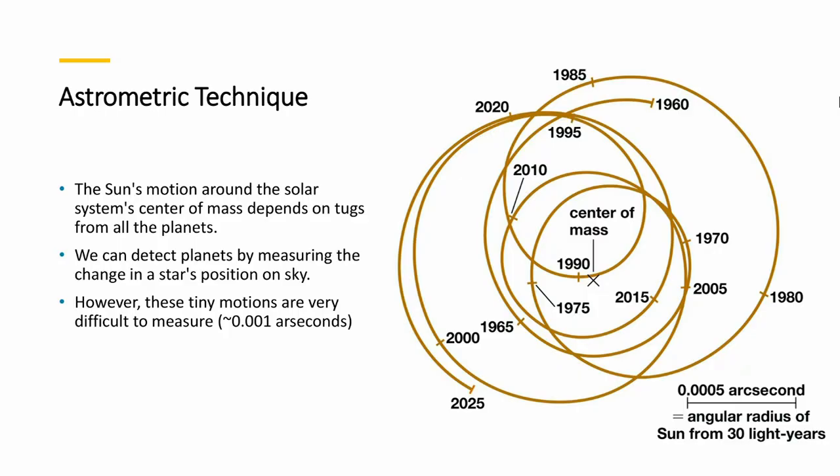This is very hard to do. So you can see you have to get to 1,000th of an arc second, and an arc second is already 1/3600th of a degree. So these are very small changes in the position of a star on the sky. But again, we have very sensitive telescopes, and we are able to detect some of these motions caused by orbiting planets.